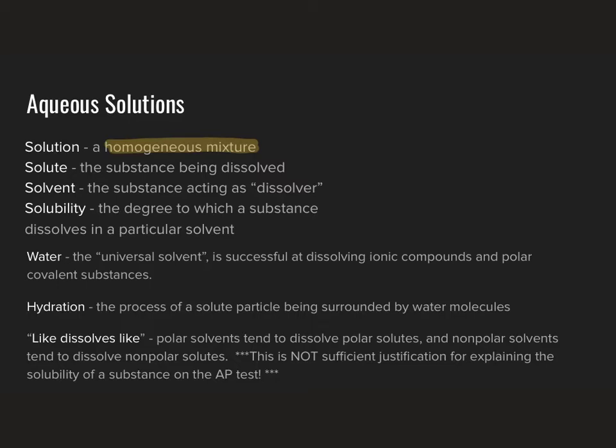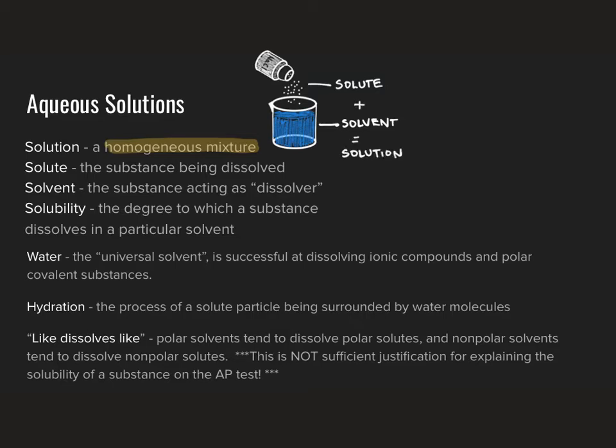A couple of vocabulary points to start here. When we're talking about the formation of that homogeneous mixture, a solution, there is something that is being dissolved. We call that the solute. And there is something that is doing the dissolving that we refer to as the solvent. So in a solution of salt water, the solute is the salt, and the solvent is the water. And the degree to which the salt dissolves in that water, we would refer to as the solubility of that solute. In previous classes, we've talked about some things being soluble versus some things being insoluble.